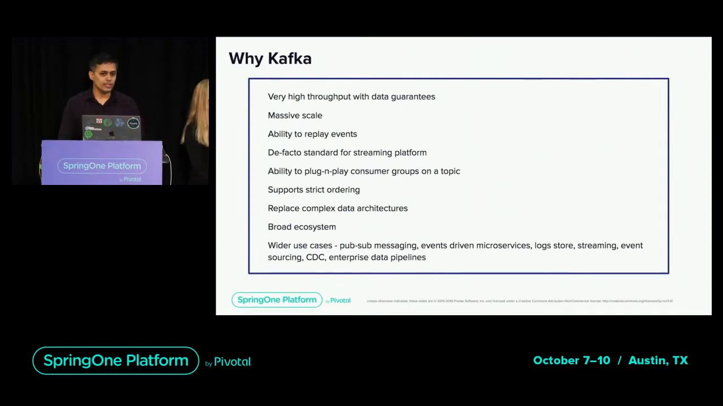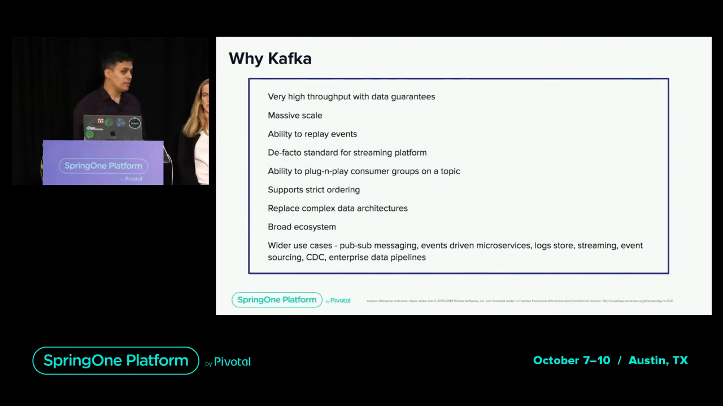But let's take a look at why industry is embracing Kafka. The number one reason is it has extremely high throughput with required data guarantees. It can scale massively. You can add multiple brokers to a cluster; I've seen enterprises using more than 150 brokers. That's not an unusual thing. Then there's the ability to replay events. It's a log-based system, so you can replay the whole set of events that you want.